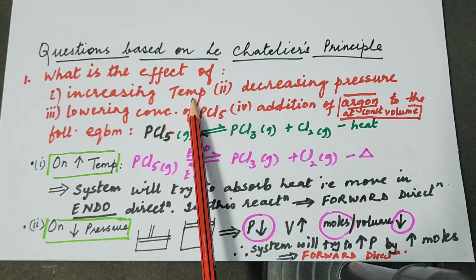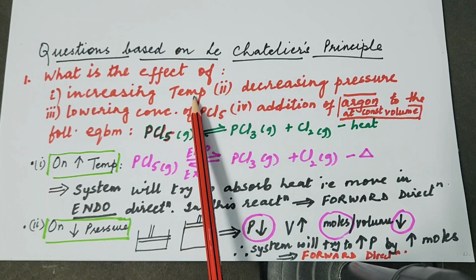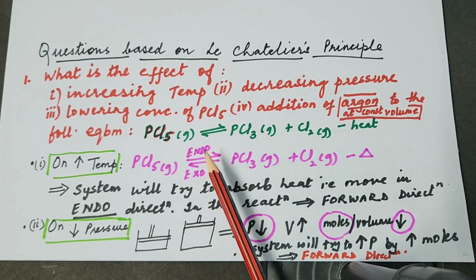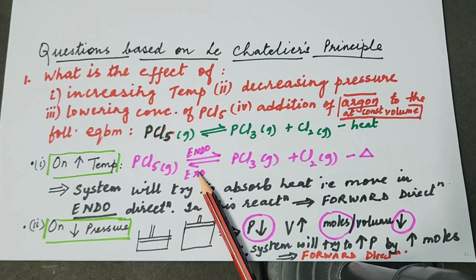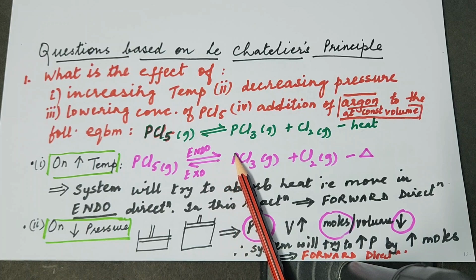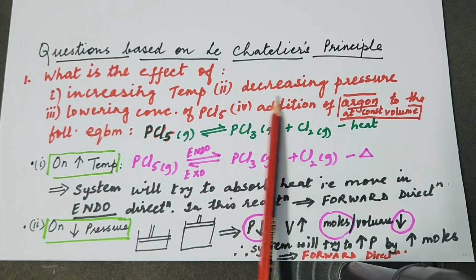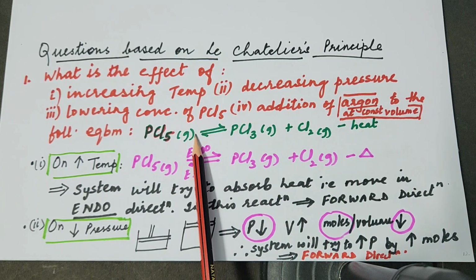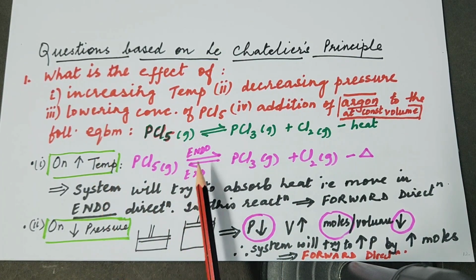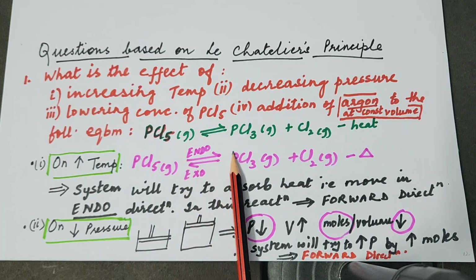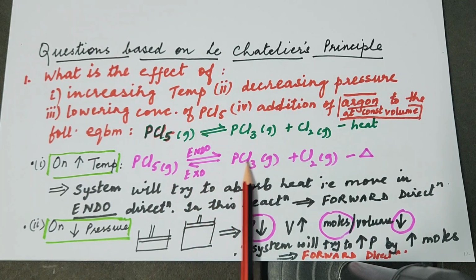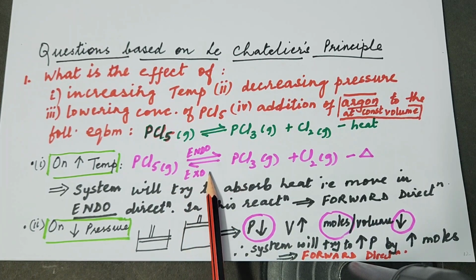Whenever you are trying to understand the impact of temperature, your first step will be to determine the endothermic and exothermic directions of the reaction. We have determined that the forward is endothermic. Why? Because of this minus heat, that's an easier way of doing it. If I transpose it here, it becomes plus, so PCl5 plus some heat. Plus some heat means it absorbed. So the forward is endothermic, and we've already said that if in one direction it is endothermic, in the other direction it will be exothermic.